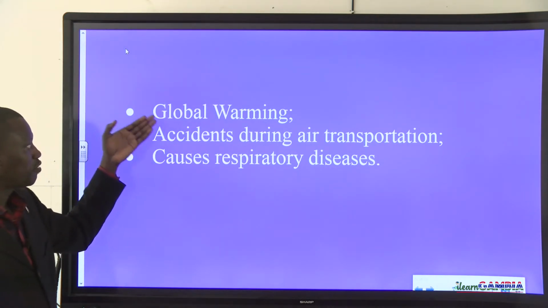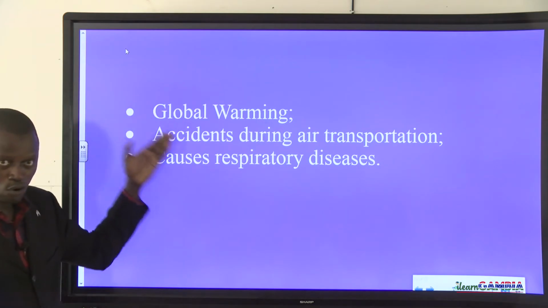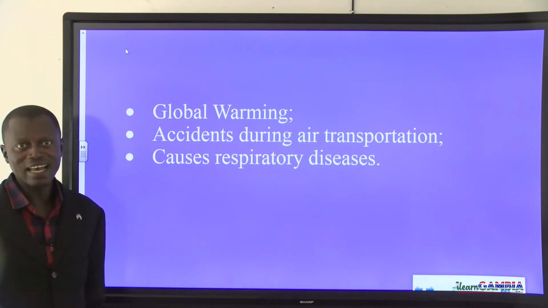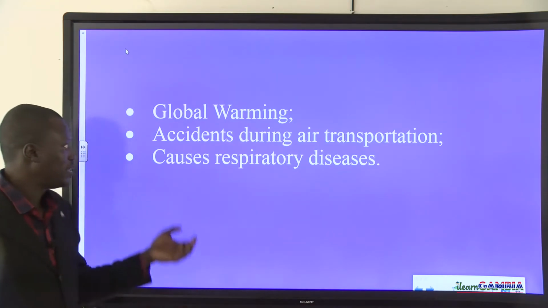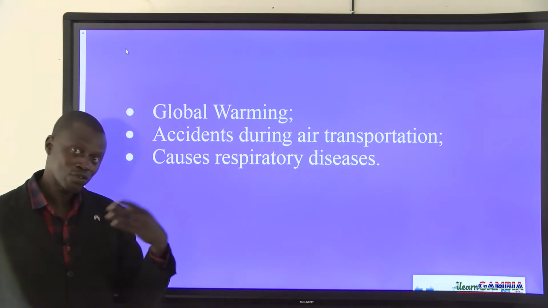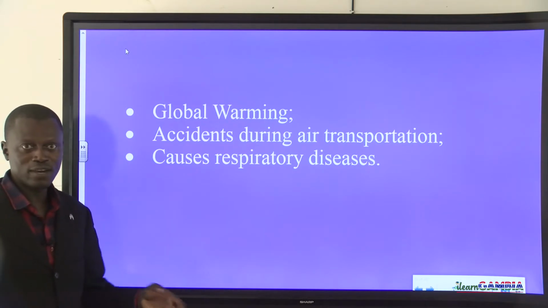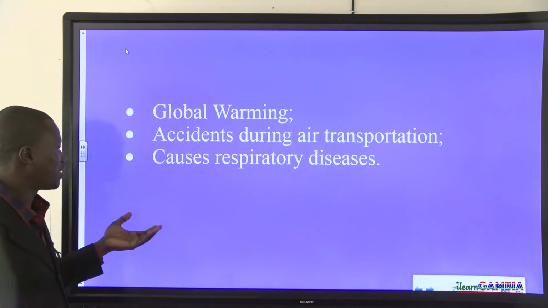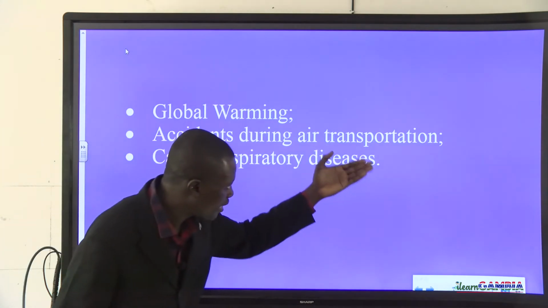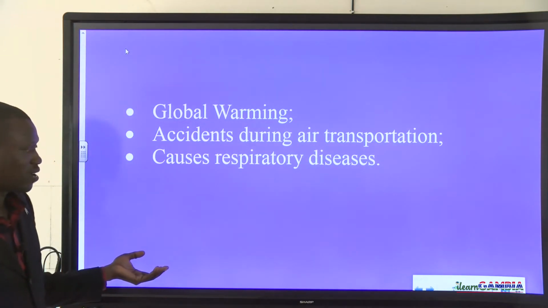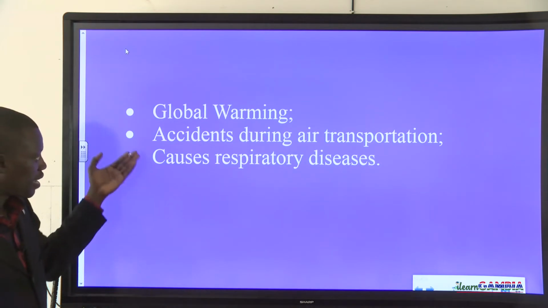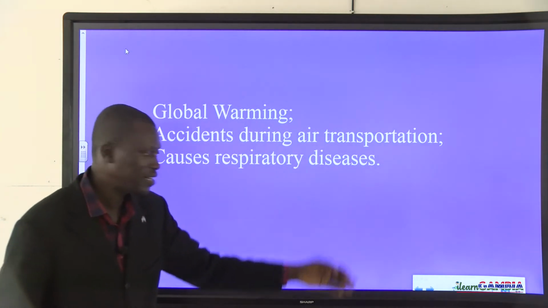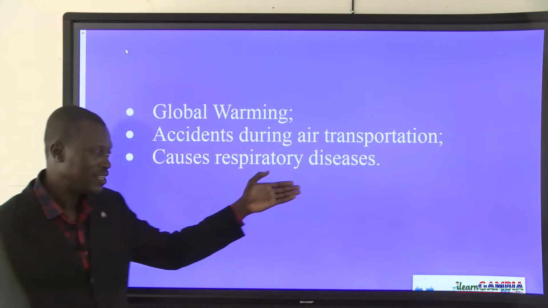Because part of its core cause is industrialization, the encouraging of industrial activity. So industrial activity, even though it also gives economic progress or expansion of a particular country, has other problems to the environment as well. Accidents during air transportation are another effect. It also causes respiratory diseases.